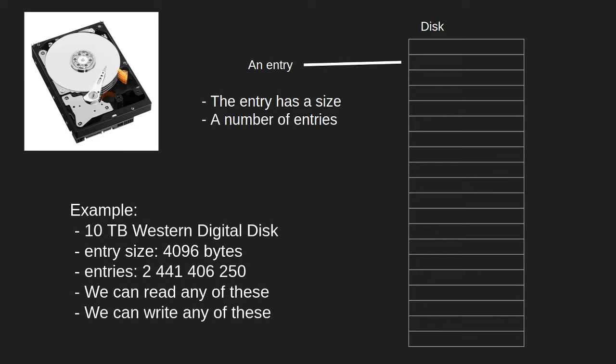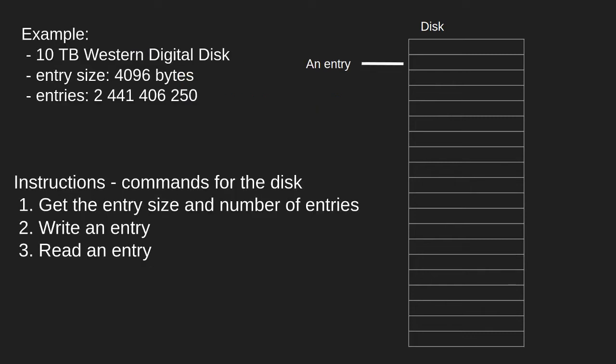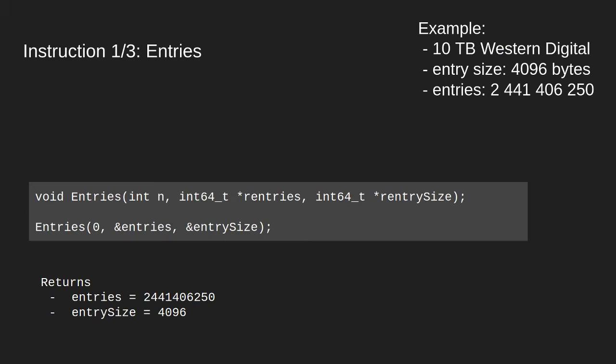The basic way to interact with this disk is to read any of these 2.4 billion entries or write to any of these 2.4 billion entries. So the commands we can issue to the disk that reflect how a disk works are to get the entry size and the number of entries on the disk. We can then write data to any of these entries, or we can read data off any of these entries. Let's look at each of these three essential instructions in turn.